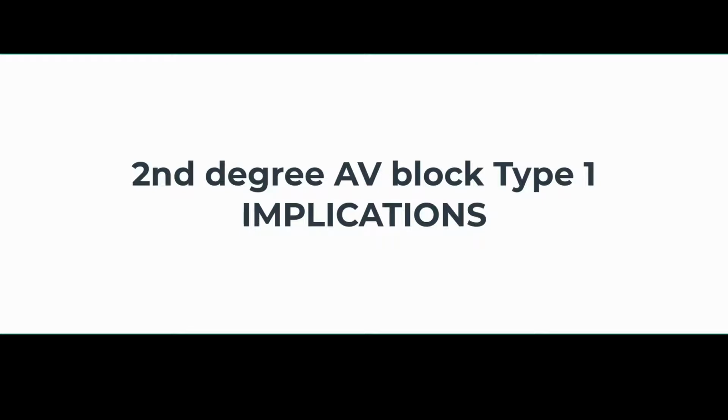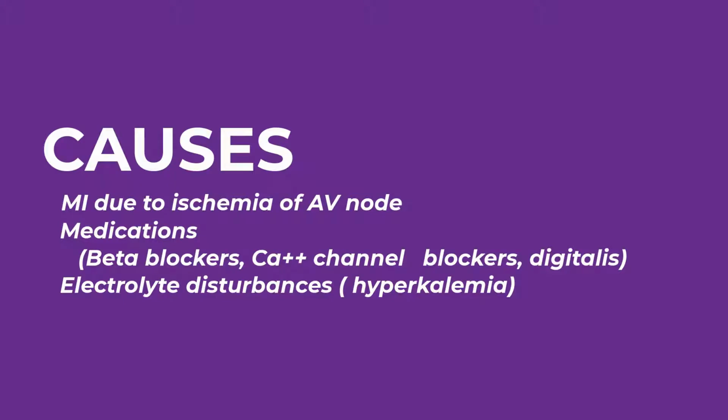Mobitz 1, or second-degree AV block type 1, is a benign rhythm. It usually follows acute inferior wall myocardial infarction because of the decrease in the blood supply to the AV node, causing ischemia. Other causes may be side effects of drugs, particularly beta blockers, calcium channel blockers, and digitalis. Electrolyte disturbances such as hyperkalemia may also cause a second-degree AV block type 1.